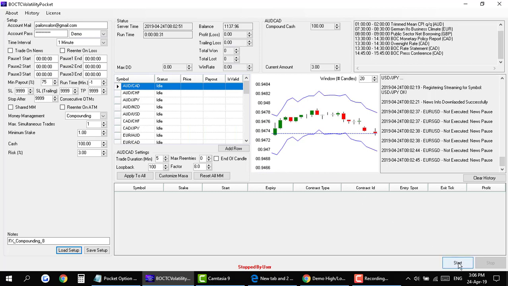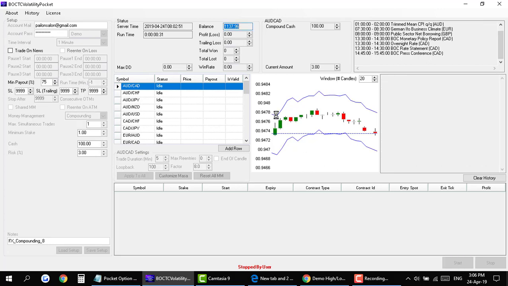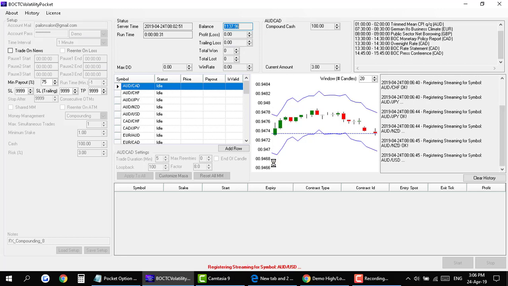If we load a new setup from the settings that we gave you, and this time we choose a compounding with a factor of 8, you will see how much wider the volatility lines are. It is somewhat like a Bollinger Band, but different. Now the higher the factor is, the fewer trades that you will get, but the trades are good. If you want more action, then go with a lower factor number.